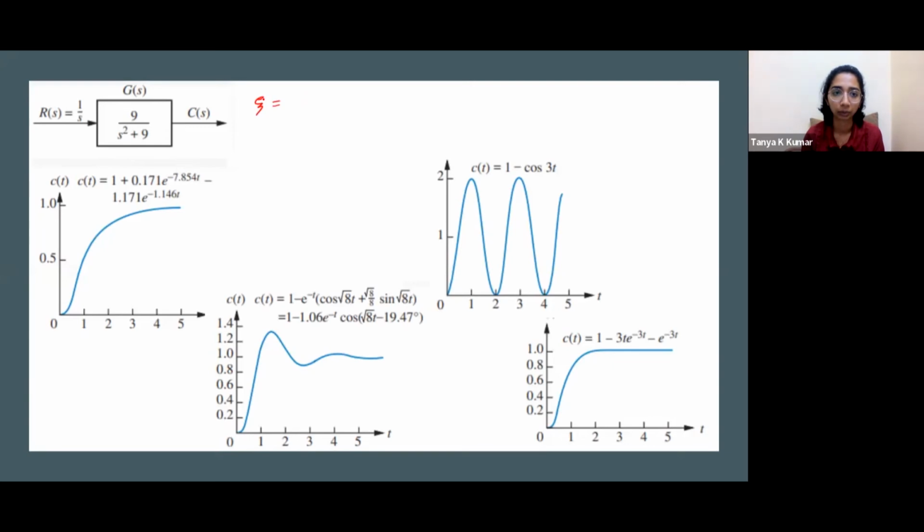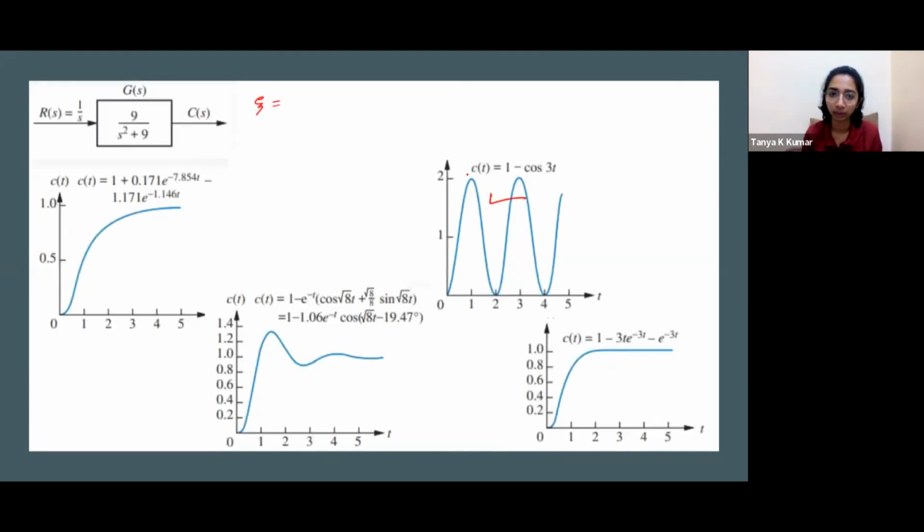Eta equal to 0. So it is undamped. Undamped means the oscillation continues. There is no damping. The amplitude of oscillation doesn't change. So it has to be this answer. Okay, so eta is 0. So it's undamped.